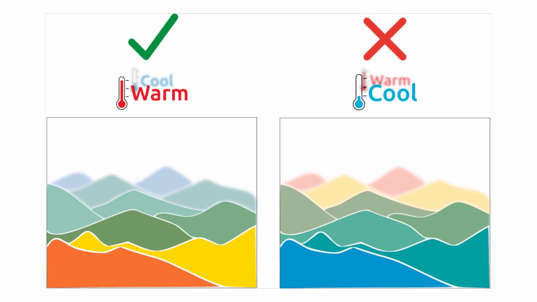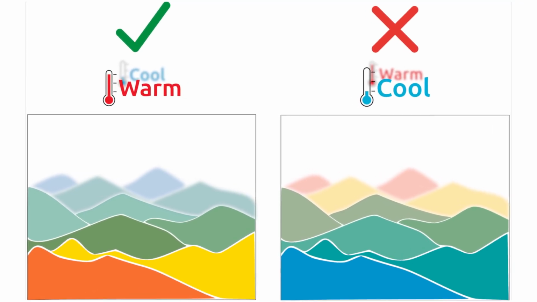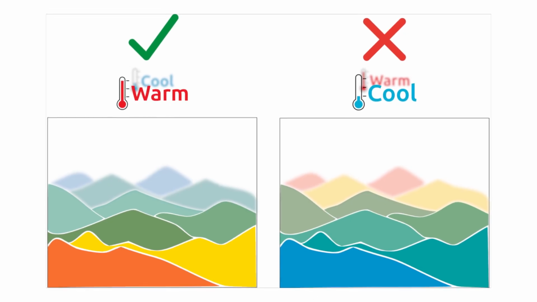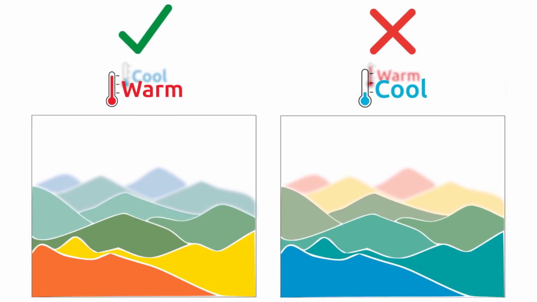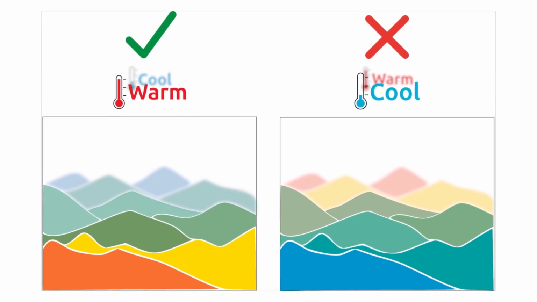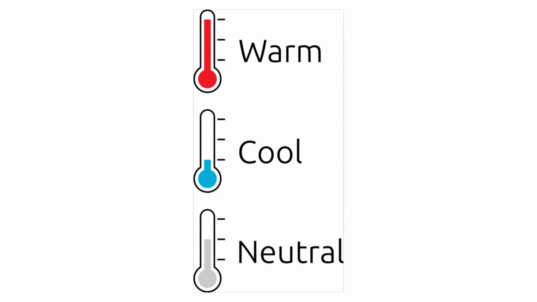This mimics a real-world phenomenon. When you look at distant mountains, the thick layer of atmosphere between you and them scatters light, making the mountains appear blue and gray and less distinct.